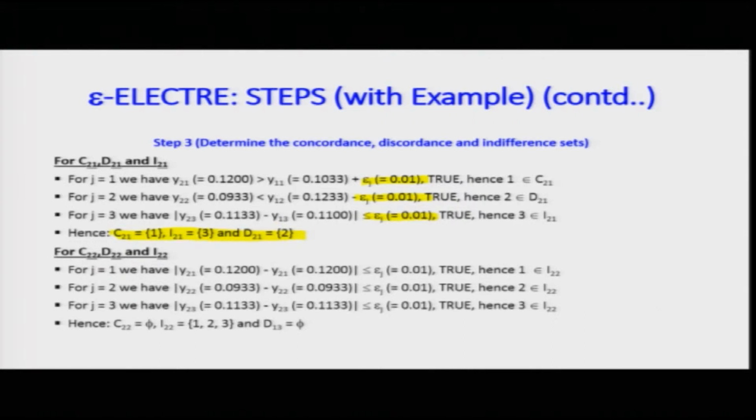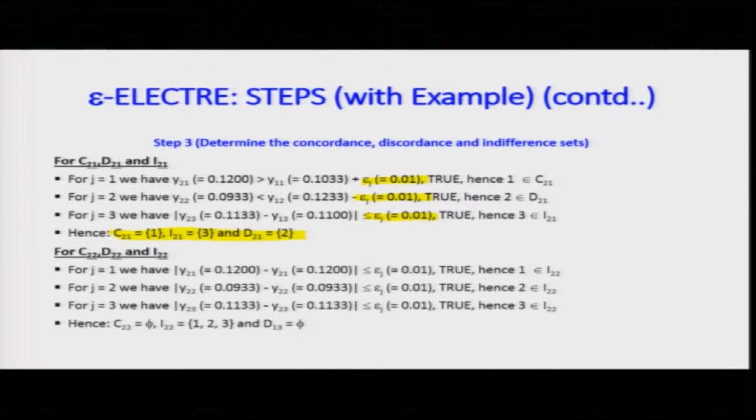Then when we go into C22, D22, I22, obviously the comparison would be amongst themselves. So, all of them would fall into the indifferent set, because I am indifferent whether I like it or not, since I am comparing one with itself, like comparing 1 with 1, 2 with 2 or 3 with 3. Here we are doing the 2 comma 2 cell values.